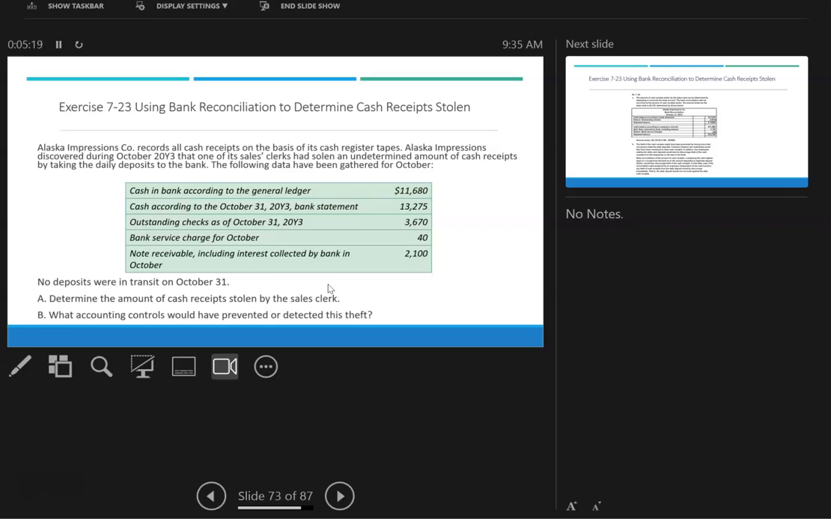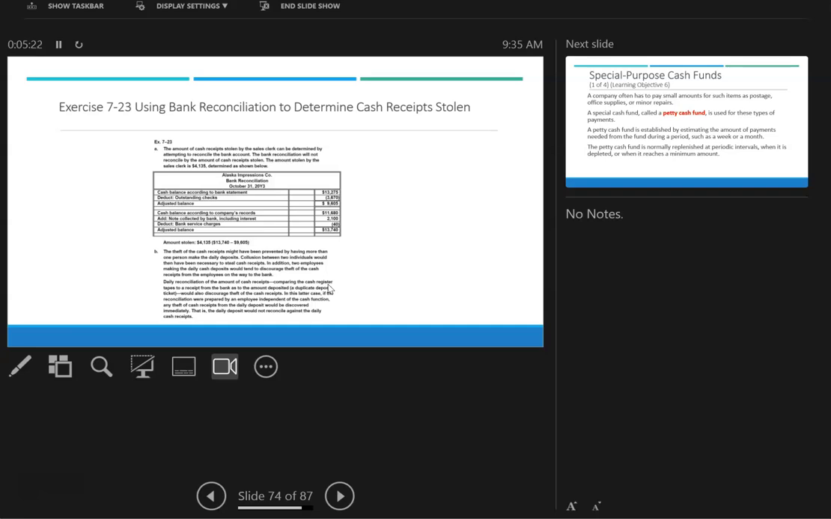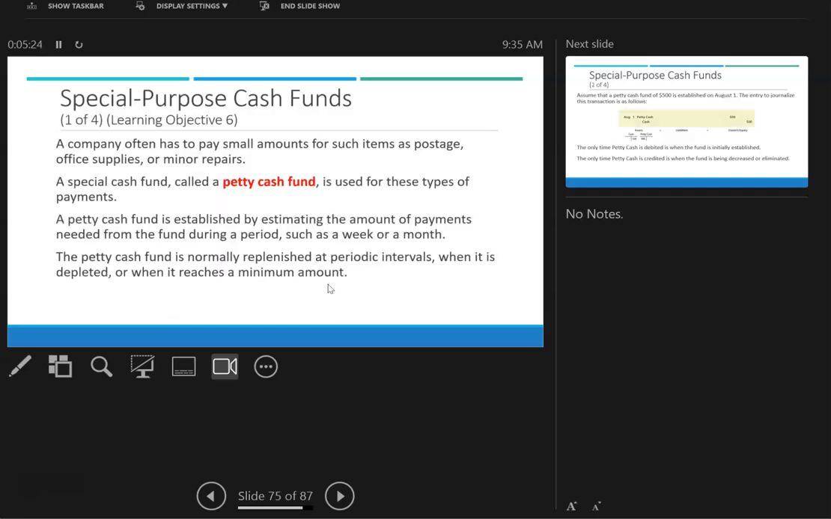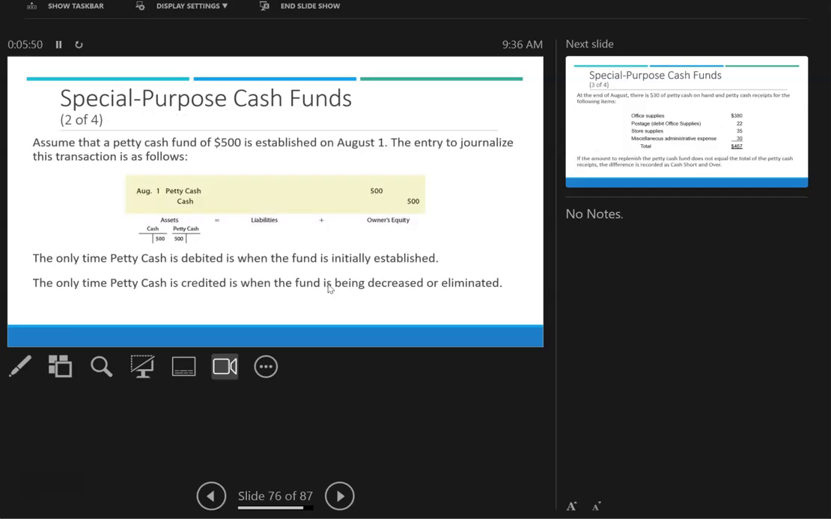Let's see, where are we standing? There are sometimes where a company has to pay small bills, small amounts. And often companies set up what's called a petty cash fund to make these small payments. A petty cash fund is established by estimating the amount of payments that might be needed during a week or a month, and we keep a separate box, a cash box, for that.